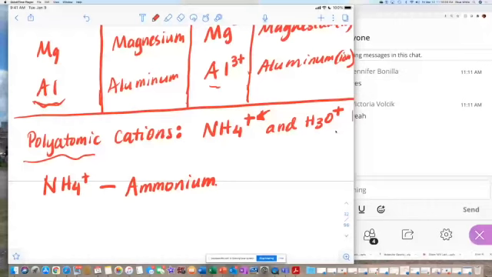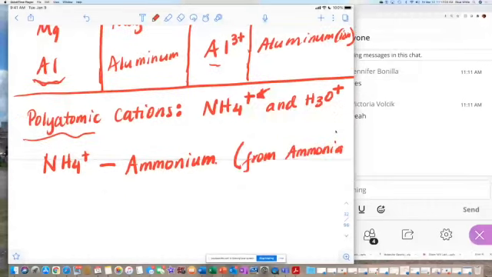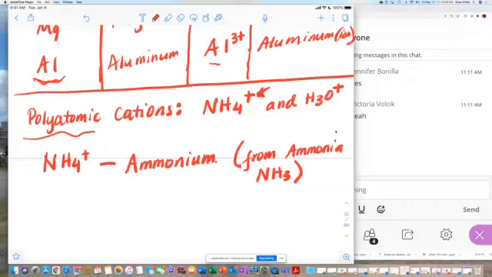ammonia, and ammonia has the formula NH3. So it's only 3 hydrogens and no positive charge. Okay, so ammonium is the name of this ion, and it came from that. This one doesn't follow the regular rules, but once again, just recognize this is one of the exceptions to the rules as far as the cations are concerned.